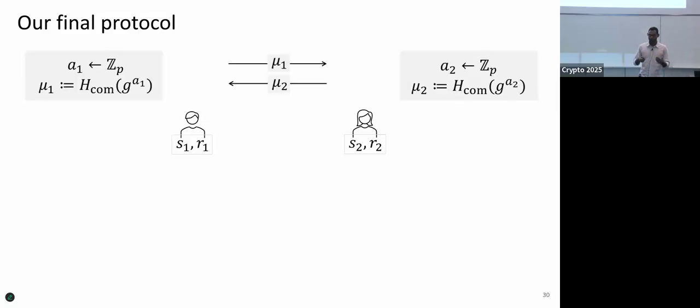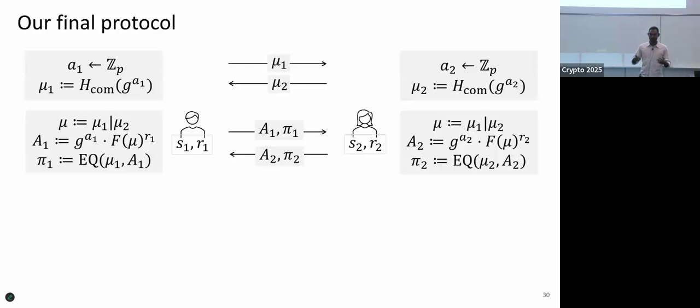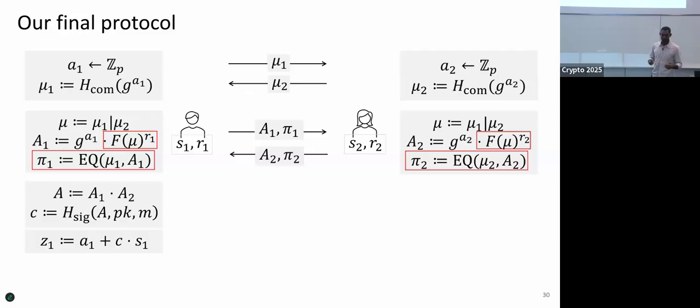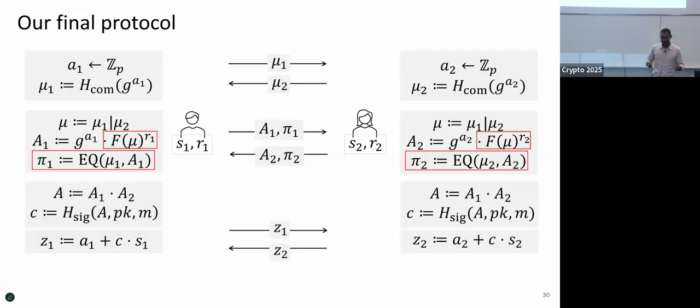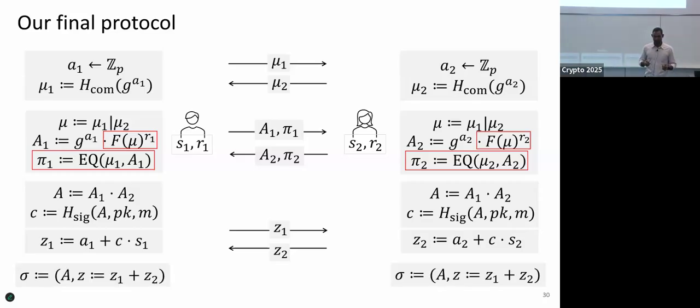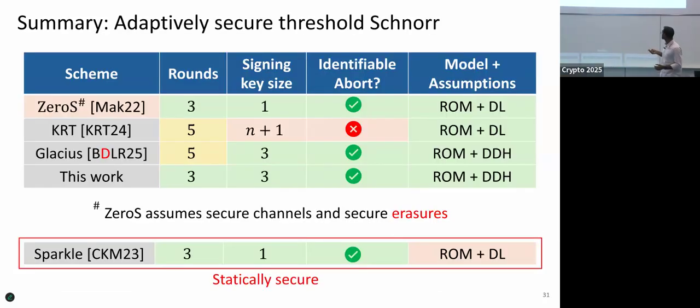We have the hash commitment round, then the nonce opening round, along with this additional Sigma protocol proof that the parties have to reveal. And finally, we have the normal partial signature exchange round. So this is pretty much the construction. In summary, we give a 3-round threshold Schnorr with adaptive security based on the hardness of the decisional Diffie-Hellman assumption. And that's all.